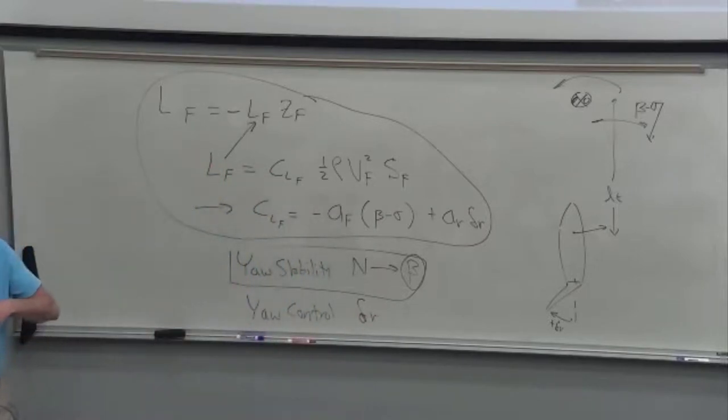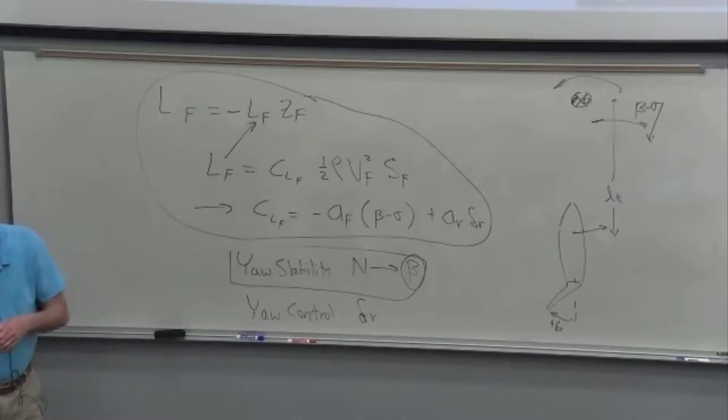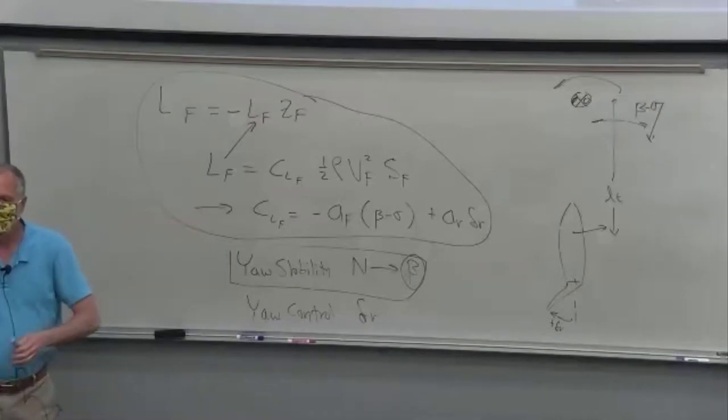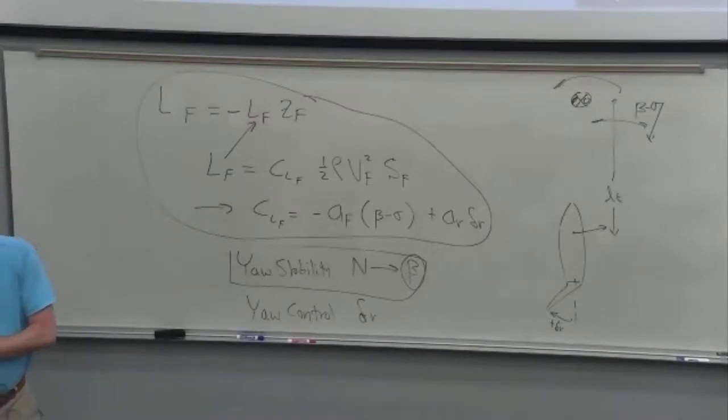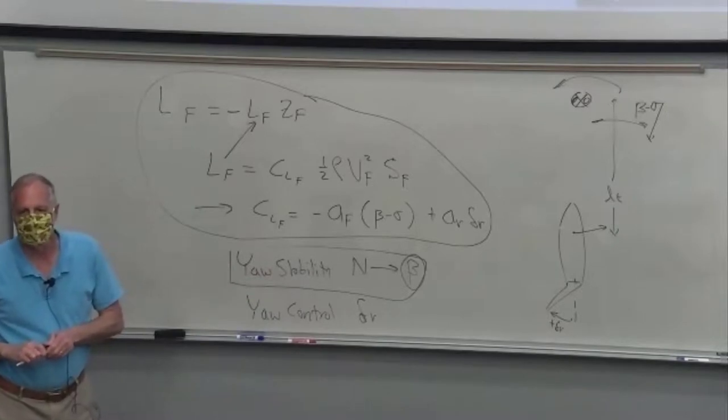Just like when we talked about pitch stability was CM alpha, the pitching moment in response to a change in airflow. An elevator didn't provide stability, it just provided pitch control. So again, I want to make sure you keep those two things separate. Stability is response to airflow. Control is in response to pilot inputs on the surfaces.